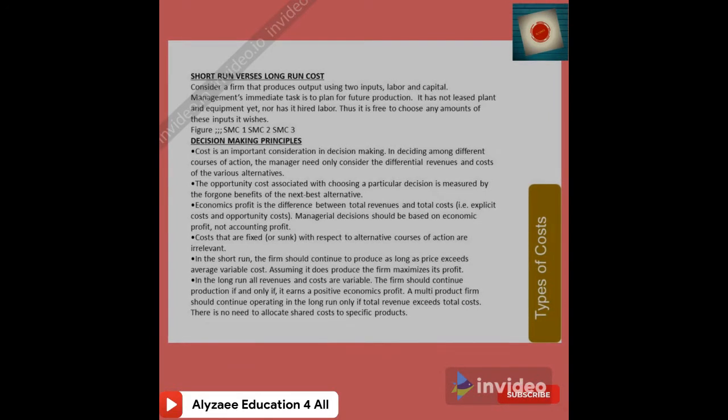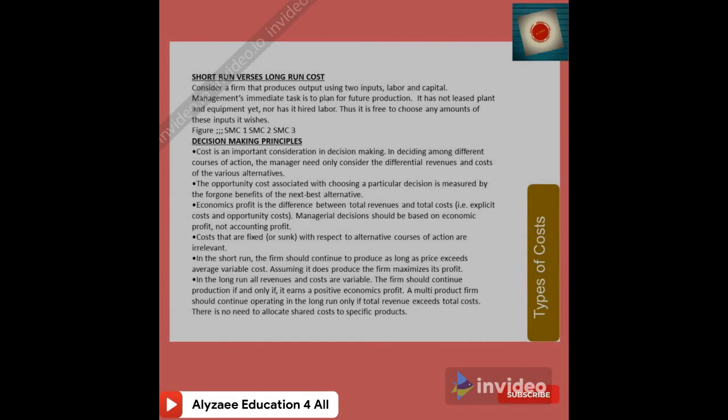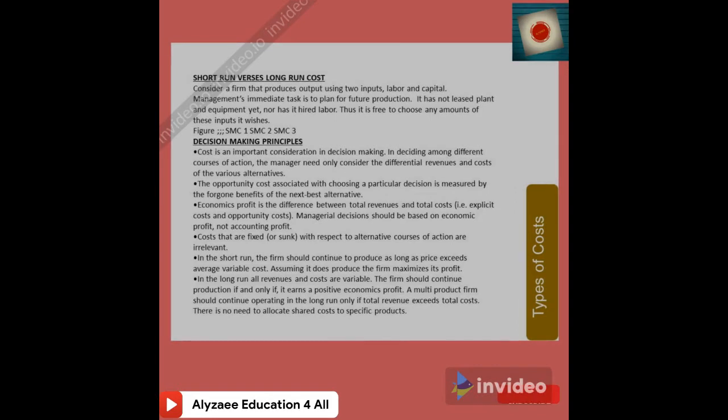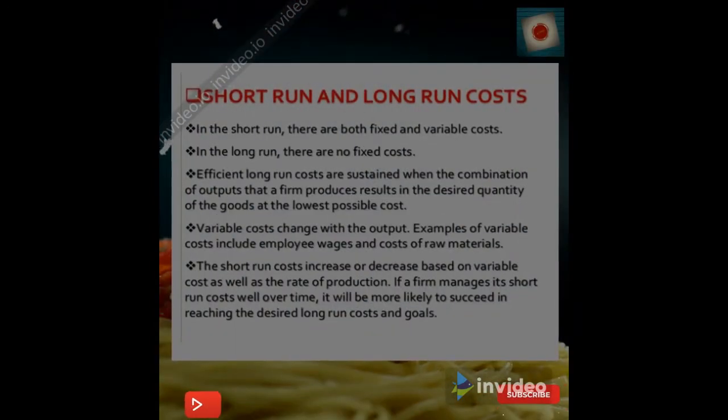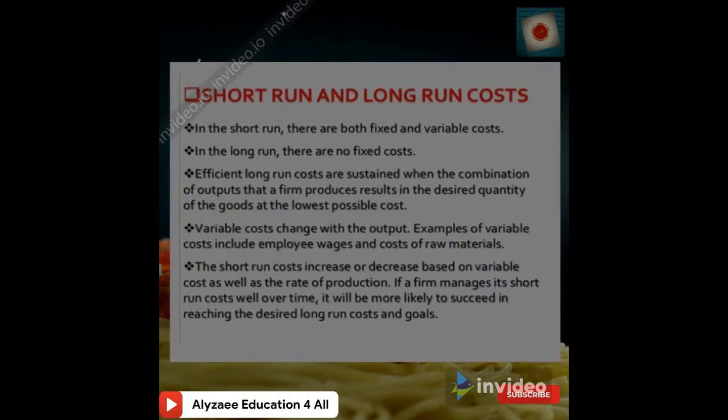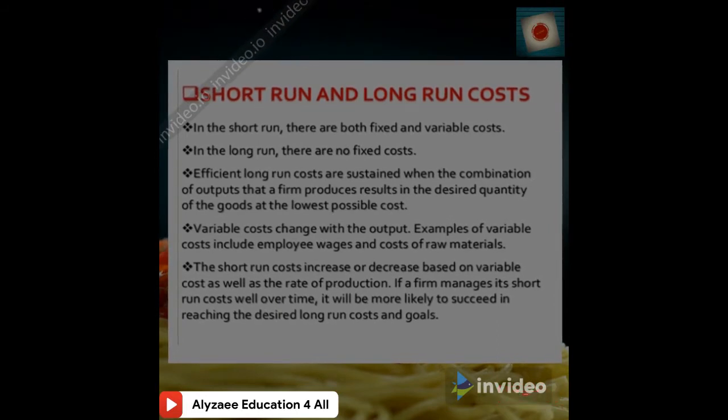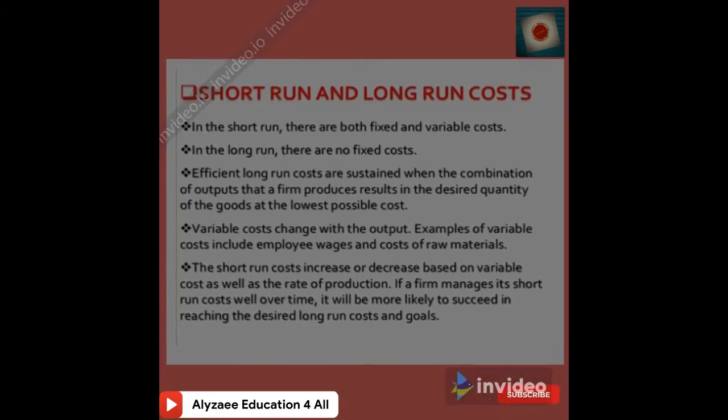इन मल्टीपल प्रोडक्ट प्रोडक्शन, फर्म शुड कंटिन्यू ऑपरेटिंग इन अ लॉन्ग रन ओनली इफ टोटल रेवेन्यू एक्सीड्स टोटल कॉस्ट. दिस इज, देयर इज नो नीड टू एलोकेट शेयर्ड कॉस्ट टू स्पेसिफिक प्रोडक्ट्स. और लॉन्ग रन कॉस्ट को फर्दर एक्सप्लेन करते हैं पॉइंट वाइज. In the short run there are both fixed and variable costs. Long run में there are no fixed costs.